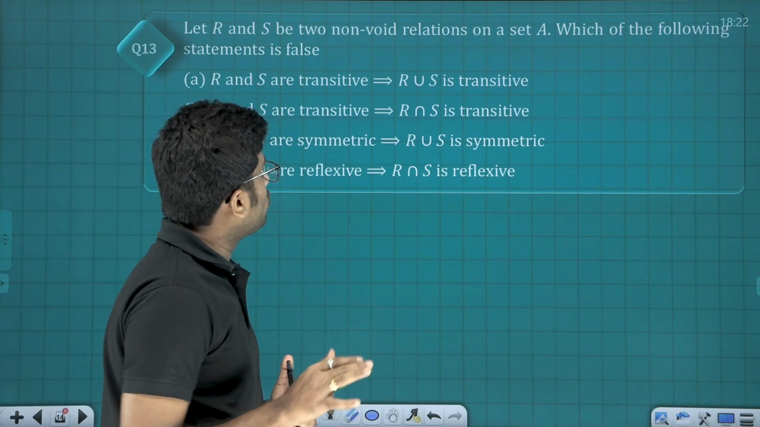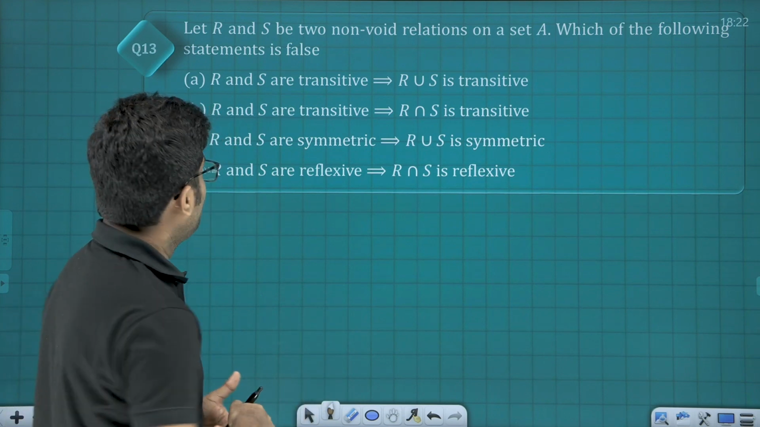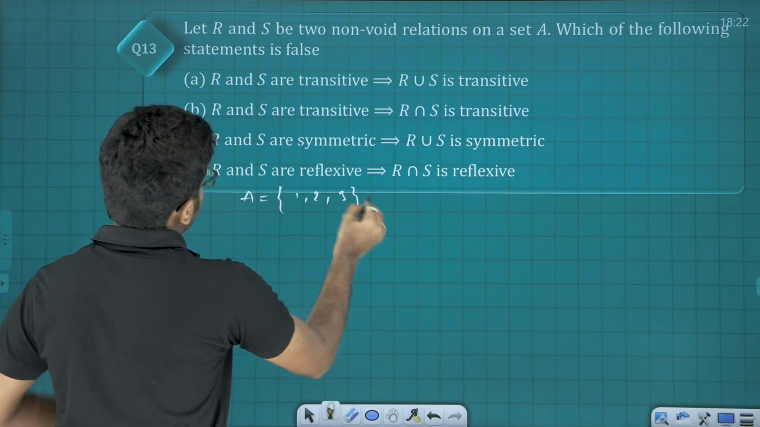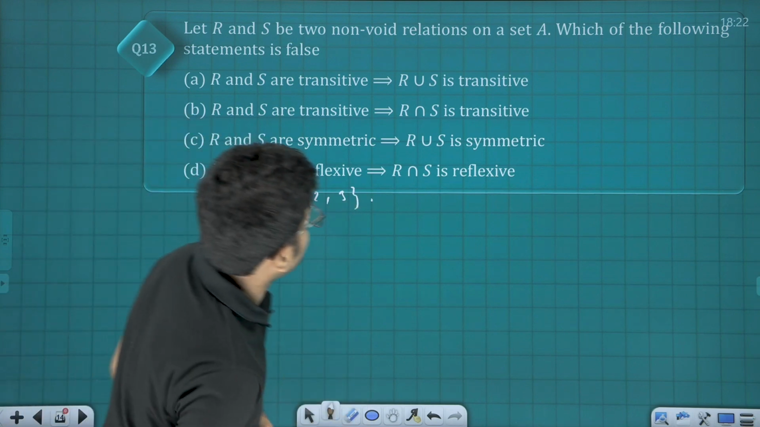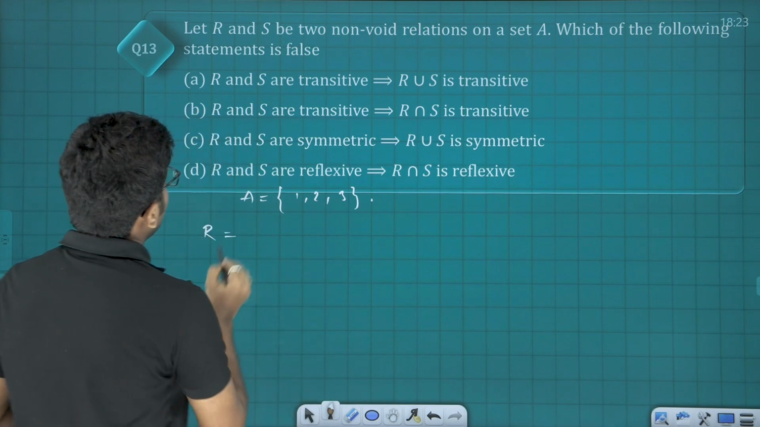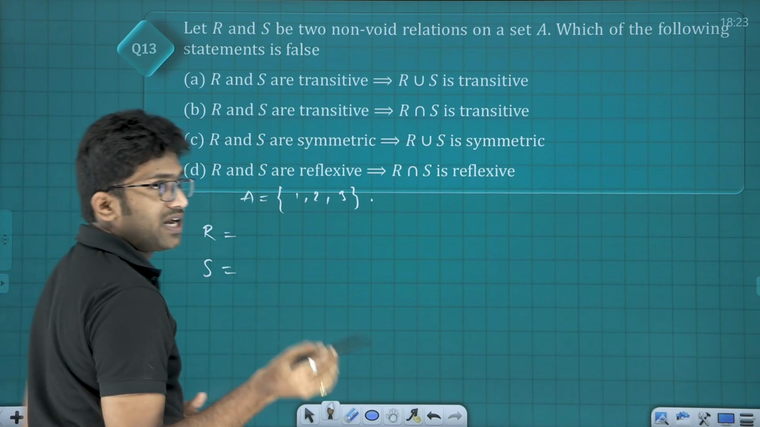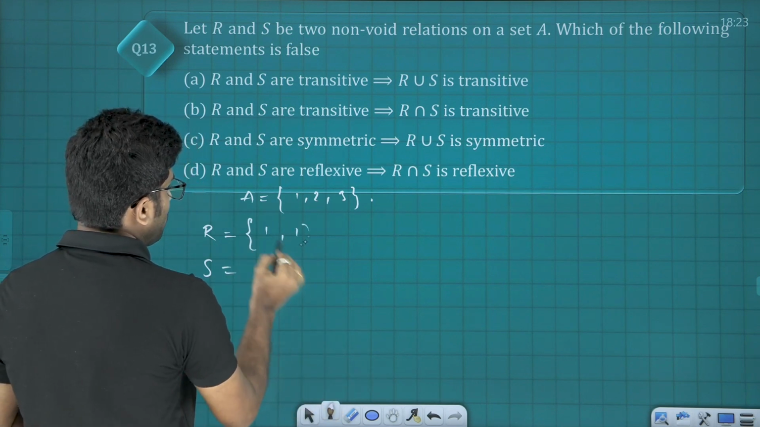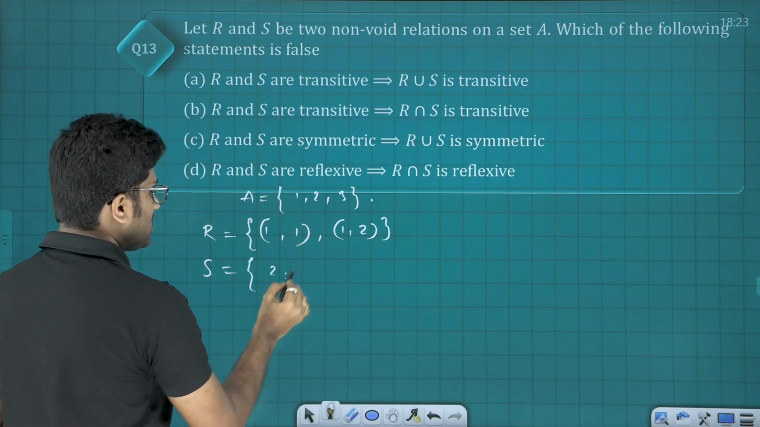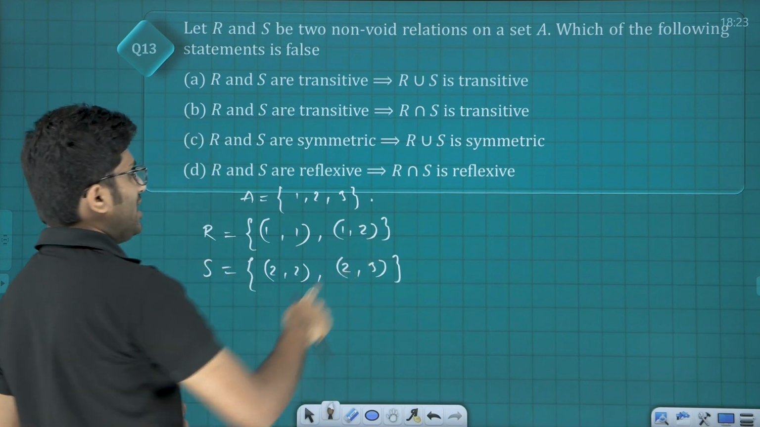Next, let R and S be two non-void relations on set A. Which of the following statements is false? Okay, let's take one example. Set {1, 2, 3}. Let R and S be any two relations. The first option is that R and S are transitive. So let's take R and S transitive. Transitive means, suppose R is (1, 1), (1, 2). Clearly it is a transitive relation. S is (2, 2), (2, 3). So R and S are transitive now.